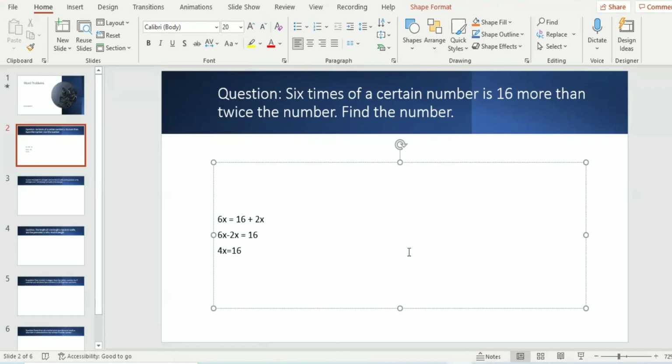Now, in order to further solve it, we will take this 4 to the other side, and here 4 is multiplying with x. When it goes to the other side, it is going to divide 16, and we have our final answer: x is equal to 16 divided by 4, or x is equal to 4. So the number was 4.